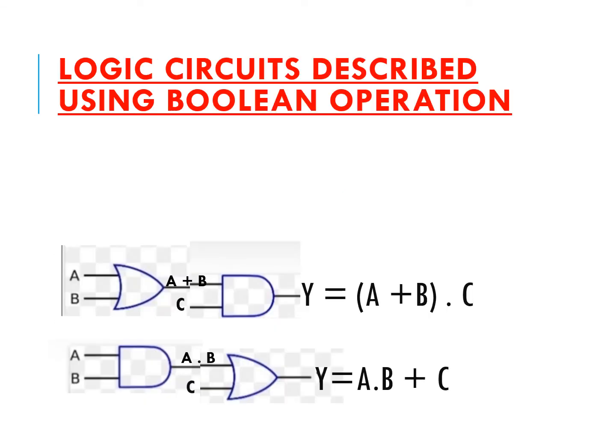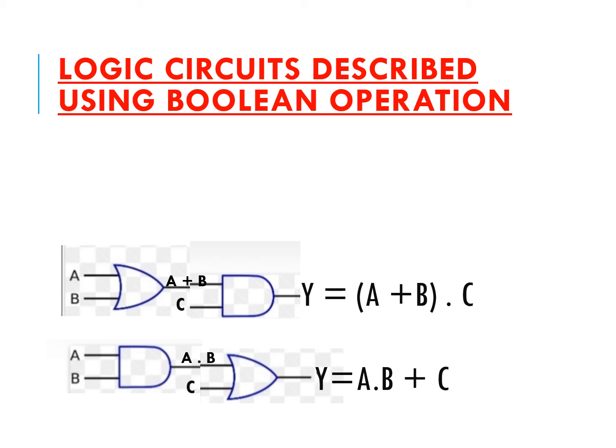Now we see the logical circuit described using the Boolean operations. If you see the upper diagram, we have connected an OR gate, with A and B fed to the OR gate, and the result is A or B. Then here C joins in and both are ANDed, and Y is equal to (A or B) dot C. Now you have to be very careful in the beginning and try to learn these things. If you learn this, I can assure you there will be no problem when complicated circuits come. Only you have to understand this.